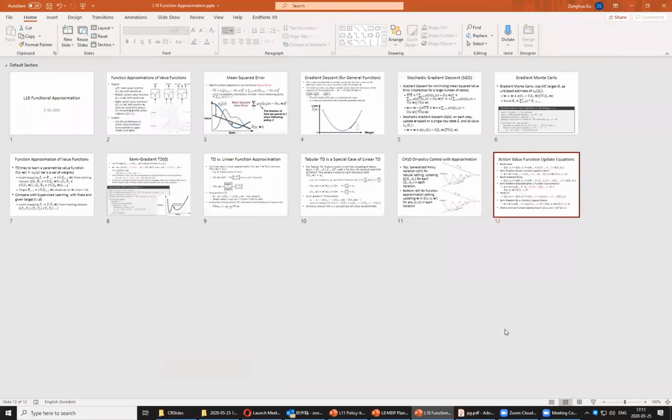So that's the end of the short chapter on function approximation. Any questions?